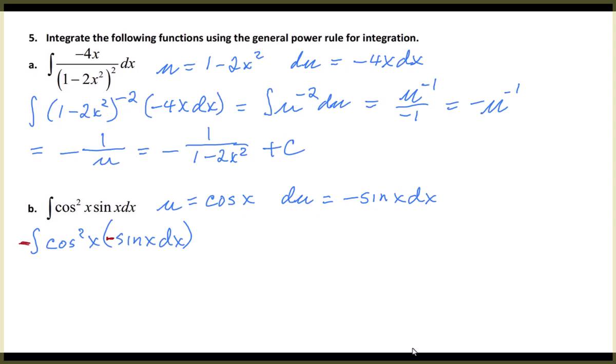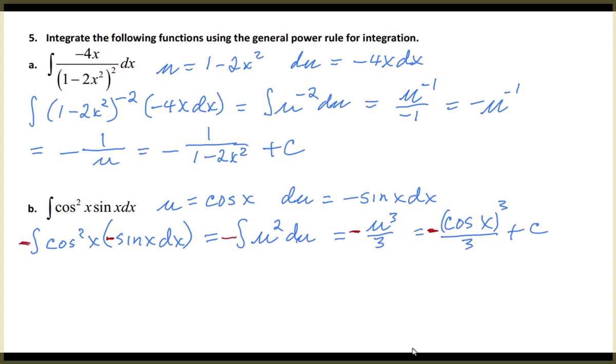Now I've got a u squared du. As long as you don't forget the minus sign in front, it stays. This is actually one of the more fun parts of calculus, I think. It's just like solving little puzzles. All right, so then I integrate, keeping my negative sign, and end up with that. Plausible. Isaac Newton thanks you.